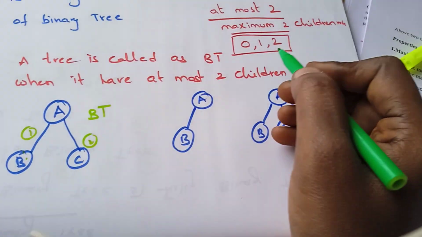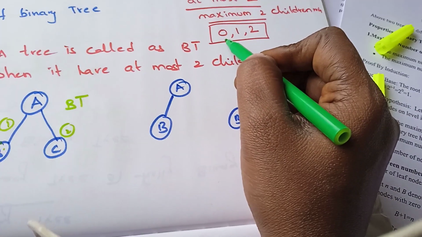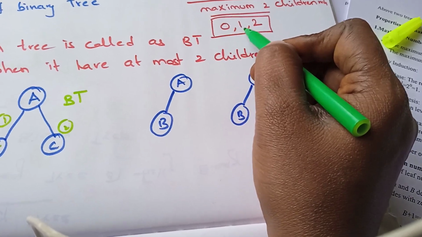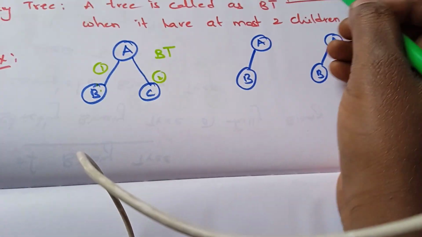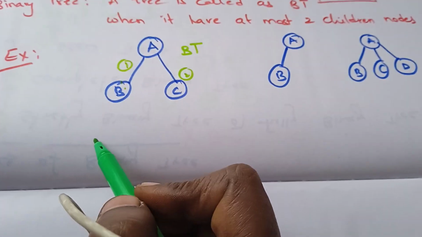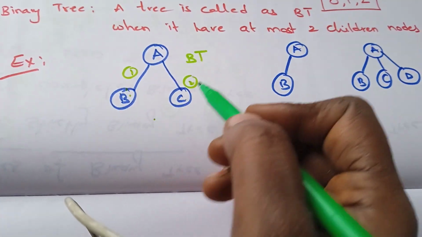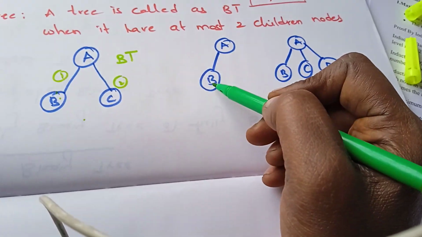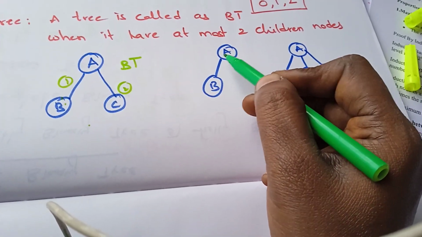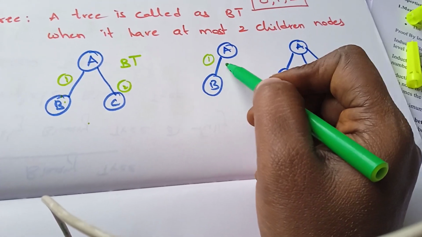B doesn't have any child nodes. So the definition is what? Maximum of 2. So it can have even 0, it can have even 1, it can have even 2. As far as the definition is concerned, B doesn't have any children, but still we can call it a binary tree. Now look at this. A is my parent node and B is also my node. So A is having one child node, so it is a binary tree.